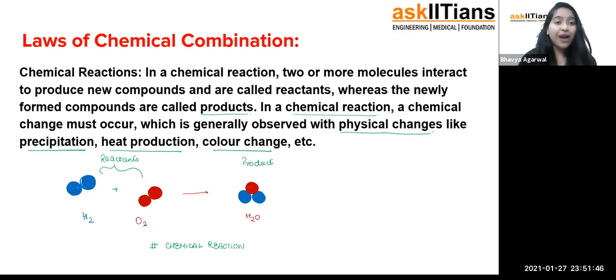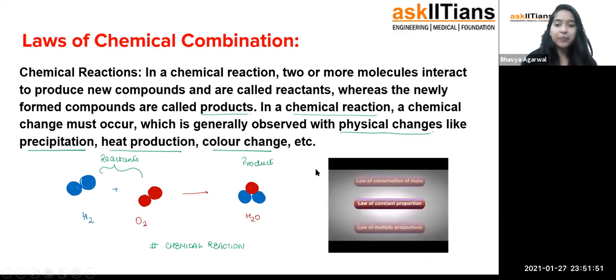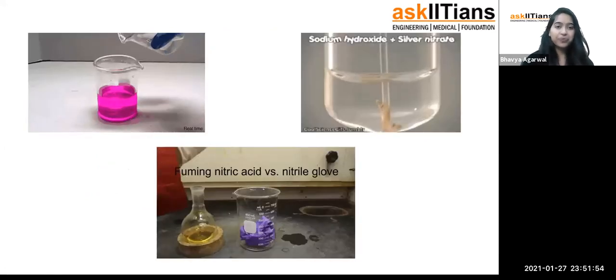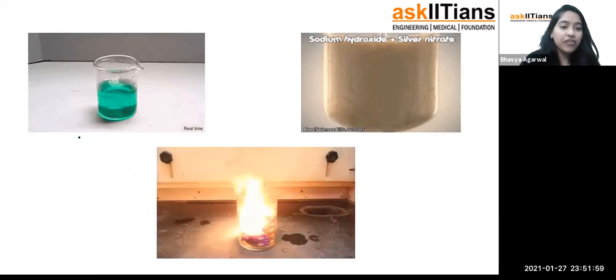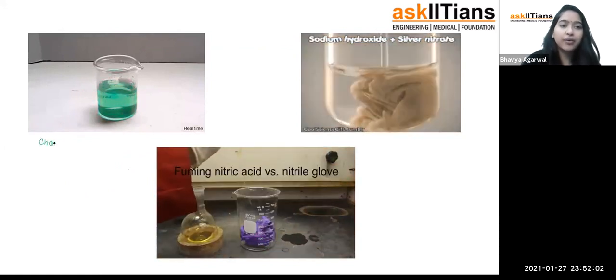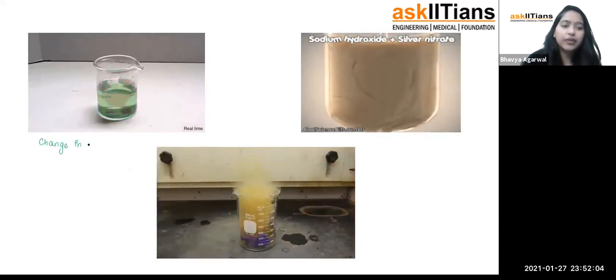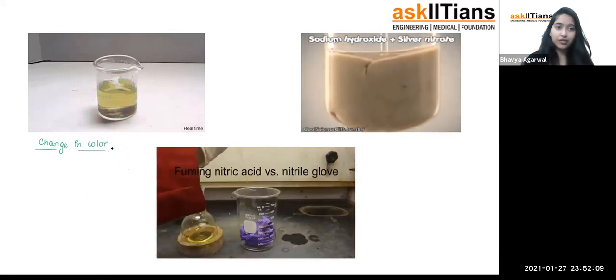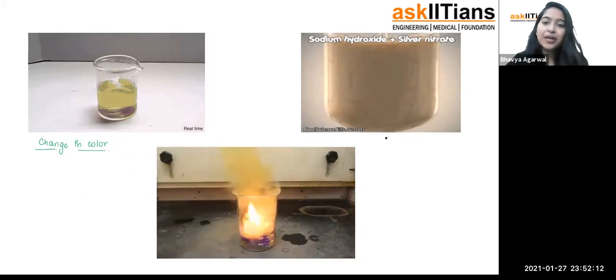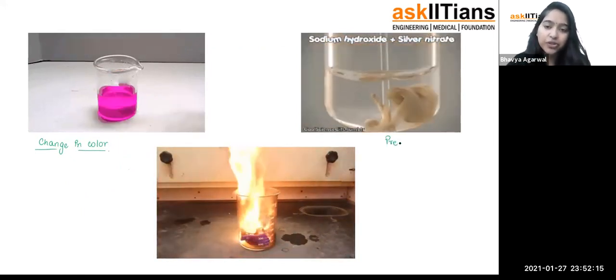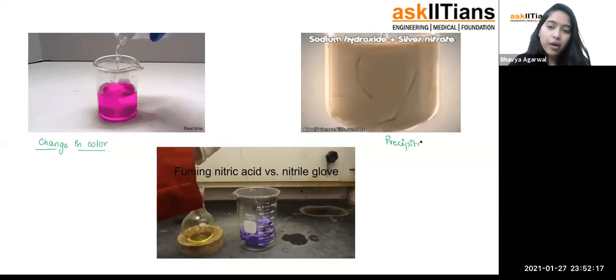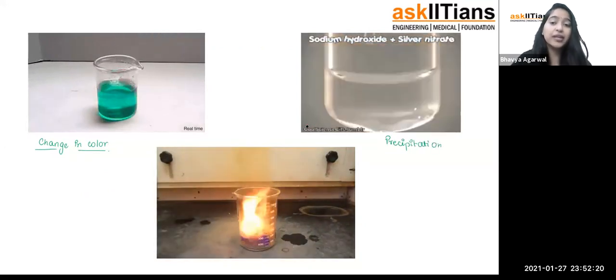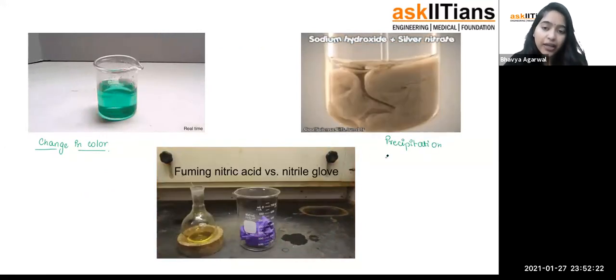All right, so now we talk about the next thing, and that is how a chemical reaction actually takes place. So see, the very first part is a change in color. So this reaction talks about a change in color whenever there is a chemical reaction happening. This one is precipitation. A precipitate is being formed. What is a precipitate? Precipitate is basically an insoluble compound.